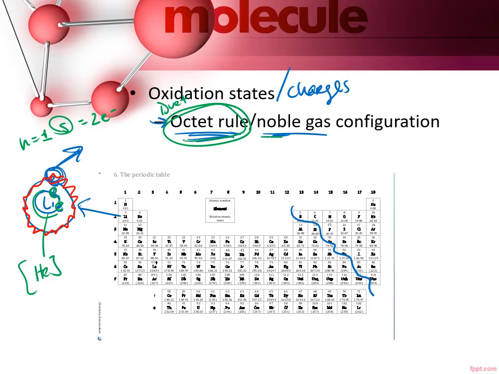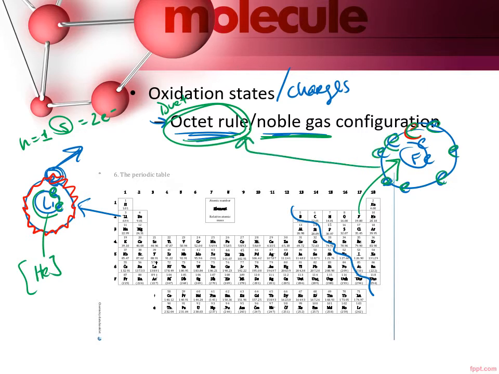We can make it match helium, the noble gas configuration, and it's more stable. We can do the same thing over here if I'm looking at fluoride. Fluorine has 2 electrons in the first energy level and 1, 2, 3, 4, 5, 6, 7 in the second. If I can give fluorine 1 more electron, now it has 8. We have met that octet rule, and fluoride, because this now is fluoride with a -1 charge, is going to have the same electron configuration as neon. It's more stable. This is good.